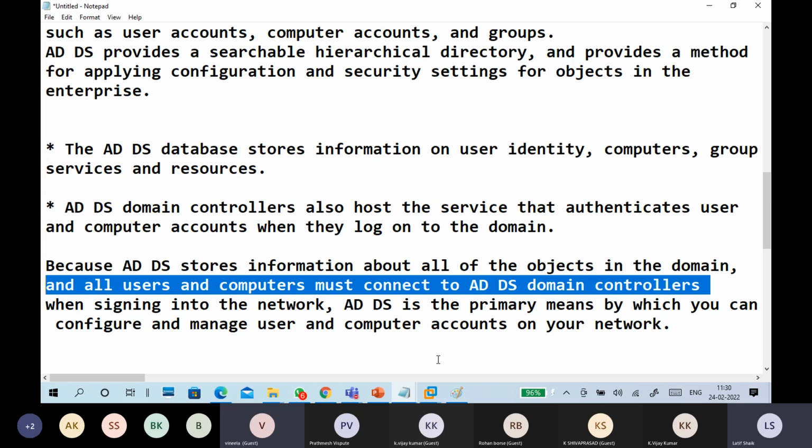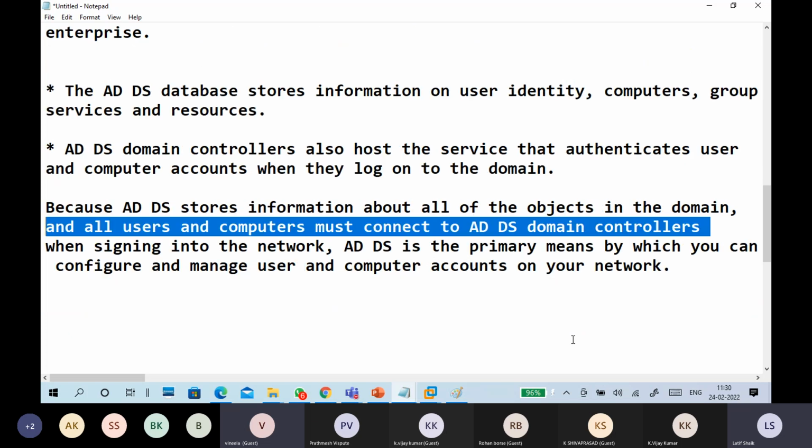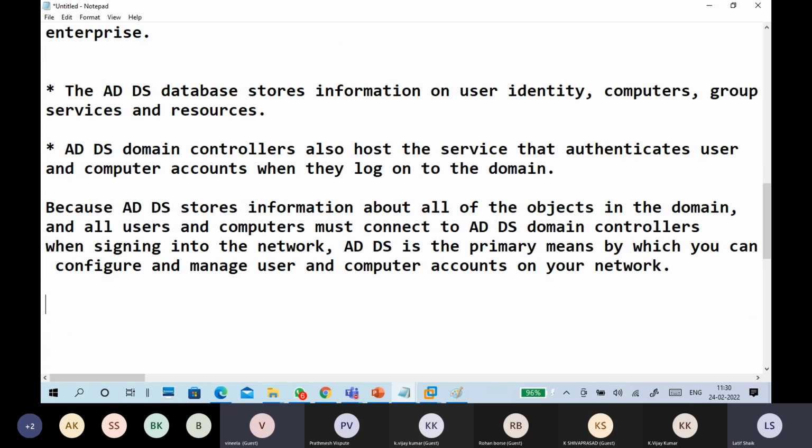Okay. So when signing into the network, ADDS is the primary means by which you can configure and manage users and computers on your network. You can manage user accounts and computer accounts in your domain controller. So that's how you configure ADDS. Again, the Active Directory database, or ADDS database, we already said, stores user identity, computer, group, service, and resources.